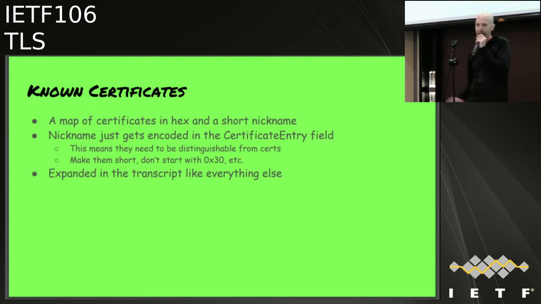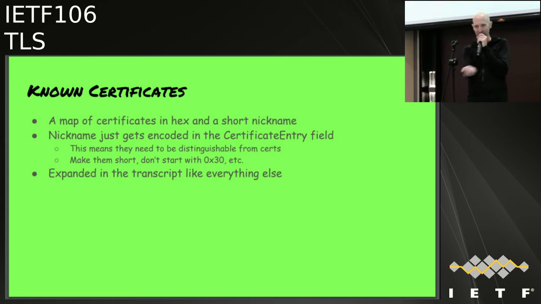One special point worth getting at is these known certificates. In any real situation, a vast majority of the data on the wire is the certificates themselves, so you need some way to compress them. There's some nice work by, I'm trying to remember who did this work, some people about compressing certificates generically using compression algorithms, but you can do much better if you actually know what the certificates are. And so Richard had this great idea: you have a map of the certificates, which is just the flat-out certificates and a nickname for them. And then you literally just encode the nickname in the certificate entry field as if it was a certificate.